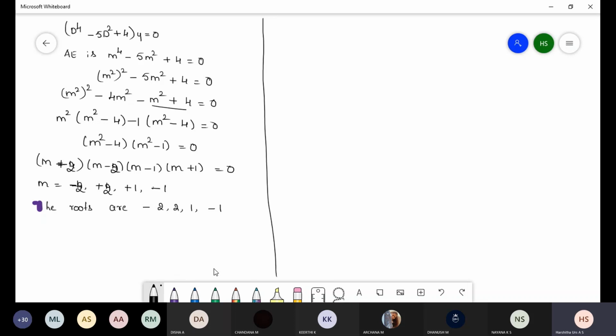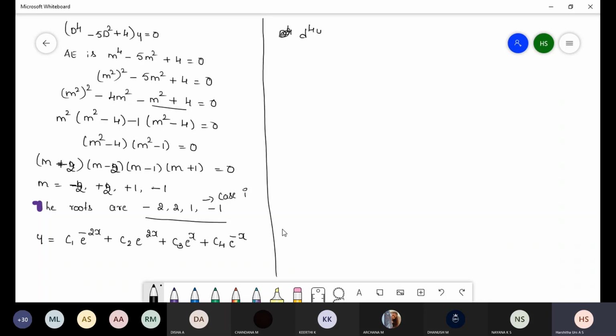So these are all with the different terms. So you can mention this one as case 1. So y is equal to C1 e power minus 2x, C2 e power 2x, plus C3 e power x plus C4 e power minus x is the general solution.